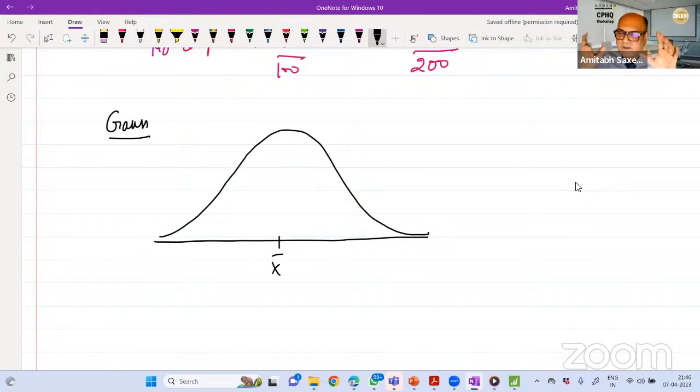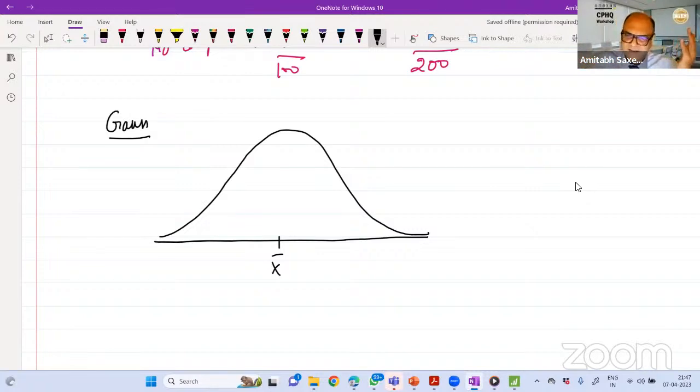And as a CPHQ professional, you don't have to calculate it, although in my CPHQ session, I will tell you the formula of standard deviation, how to calculate it. Sometimes we even derive the formula. But I won't do this here because it will take time. But just be aware that standard deviation can be very easily calculated using an Excel sheet also.